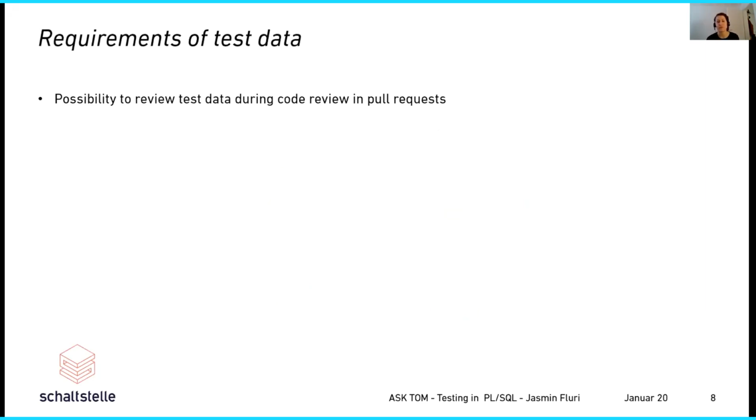This has some requirements for my test data. I want to have the possibility to review my test data during code reviews in pull requests. This is very important for me because when I write tests, I want my colleagues to give me feedback on it in pull requests. And if they only see my tests and not the data, it's hard for them to know if I have thought about everything. If they also need changes in the data, that will also be in version control. They can decide if the test will work. They can try it out themselves.